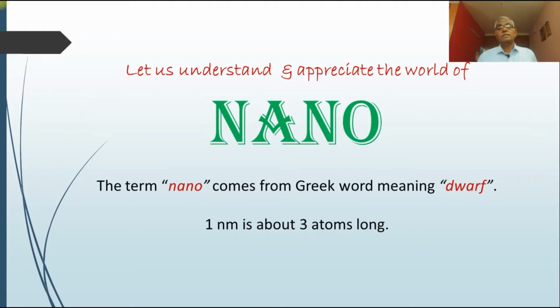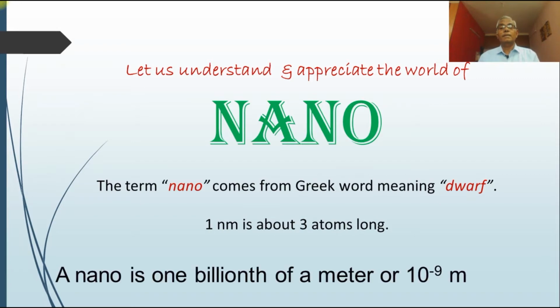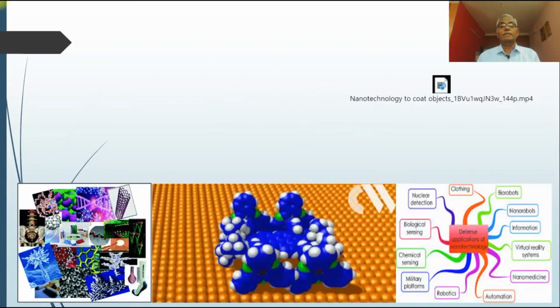So now let us understand and appreciate the word nano. Nano is a Greek word that means dwarf. If we compare the atomic size and the nanometer, we can say that 1 nanometer is about 3 atoms long, or on a scale the nanometer can be defined as 1 billionth of a meter, that is 10 to the power minus 9 meter.